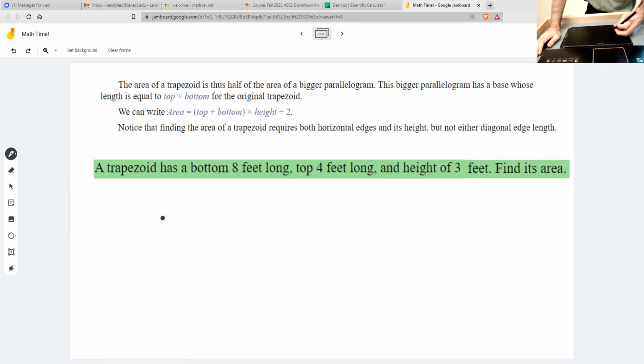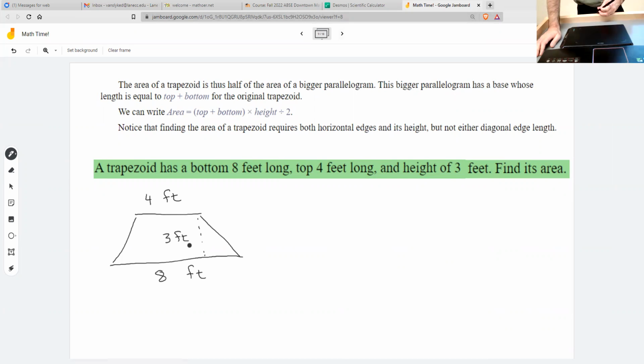Let's do our example problem. So the trapezoid has a bottom that's 8 feet, a top that's 4 feet, and a height of 3 feet. So what is the area? I could draw a diagonal and make 2 triangles and do 2 different triangle problems, and that's kind of annoying, but using the easier formula, we'll add up the bottom plus the top. Then we're going to multiply by the height, and at the end divide by 2, because that's undoing the photocopy and we had 2 of these things.